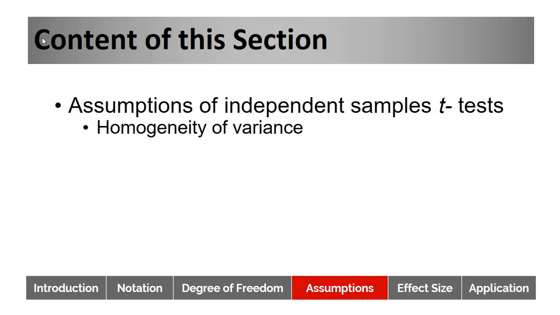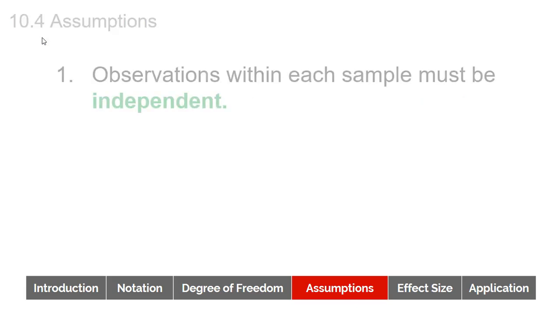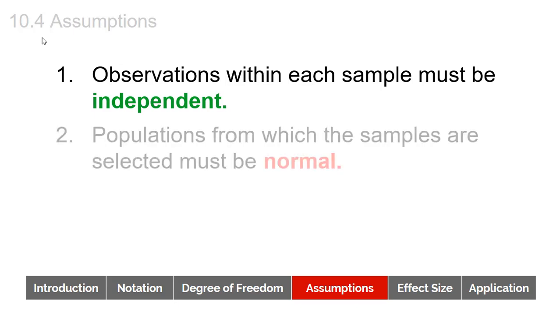So in this section, I'm going to talk with you about the assumptions of independent samples t-tests, and one that we're really going to focus on is the assumption of homogeneity of variance. The first assumption of an independent samples t-test is that observations within each sample must be independent. So what does this mean? It means that I can't be a member of both group A and group B, or sample A and sample B. Each member of the sample must be independent of the other sample. So you can't have somebody with group membership in both samples.